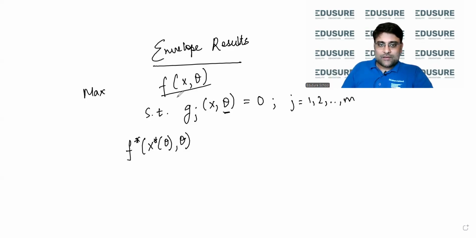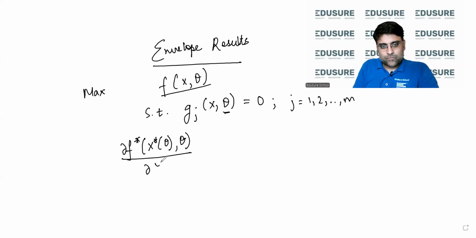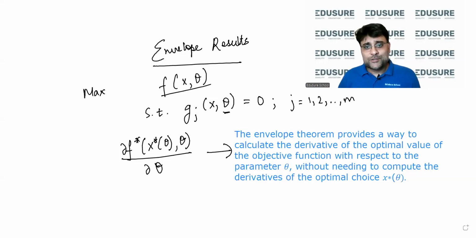So basically, if I were to write it down, let me write down what this means. It tells us a way to calculate this value, that is del f star del theta. So to say it in words, the envelope theorem provides a way to calculate the derivative of the optimal value of the objective function with respect to the parameter theta without needing to compute the derivatives for the optimal choice, that is x star.